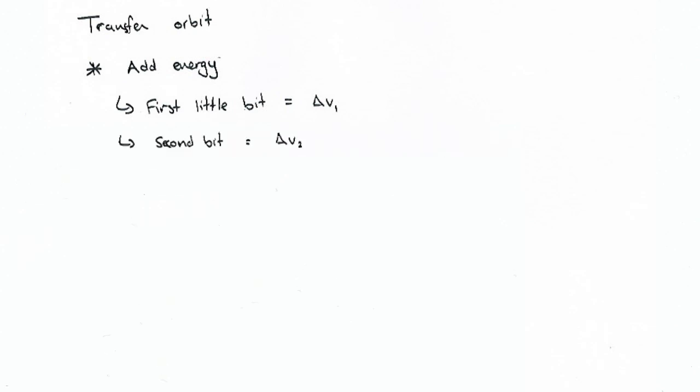Now, to get to Mars, we have to go through something called a transfer orbit. A transfer orbit is when we coast towards Mars by adding a little bit of energy, that we can call delta V1. To get into a Mars orbit, we have to add a little bit more energy, and we can call this delta V2.